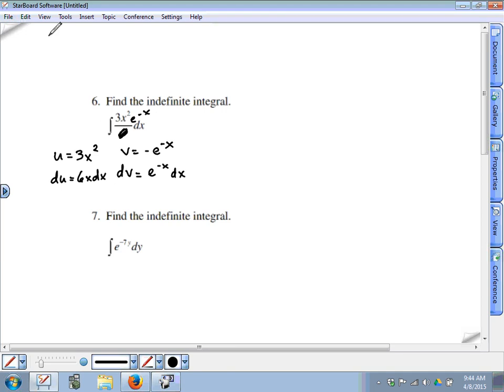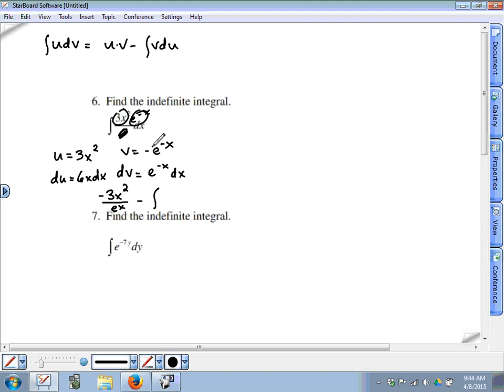So the pattern for integration by parts, if you have something in the form of u dv, which we have, this is u, and that's dv, and the integral of that is u times v minus the integral of v du. That's the pattern for integration by parts. So we have u times v minus the integral of v du.